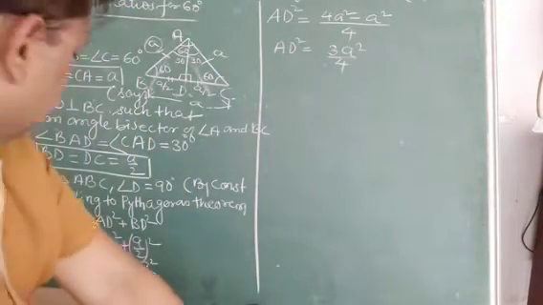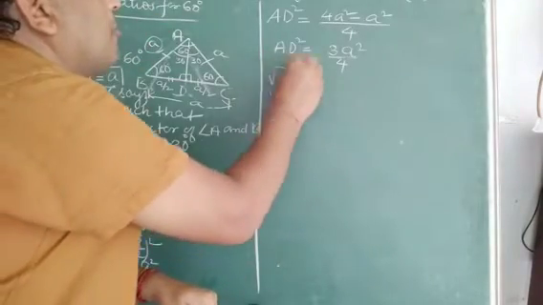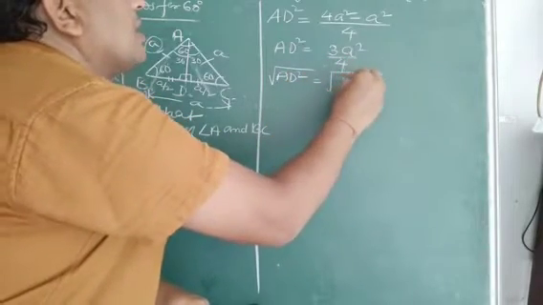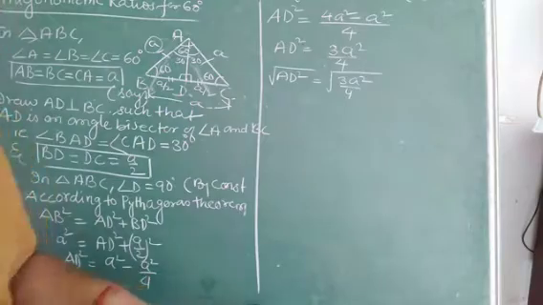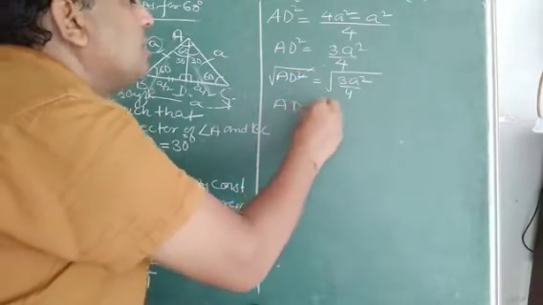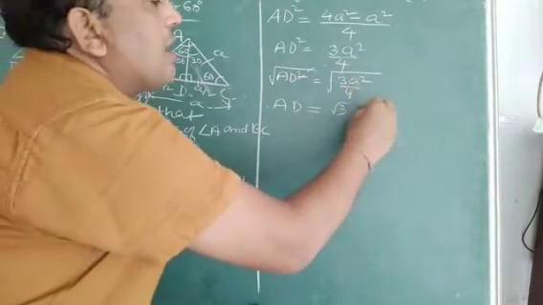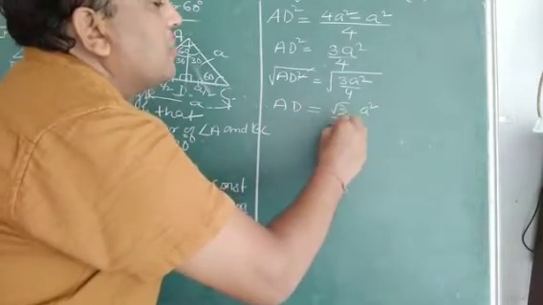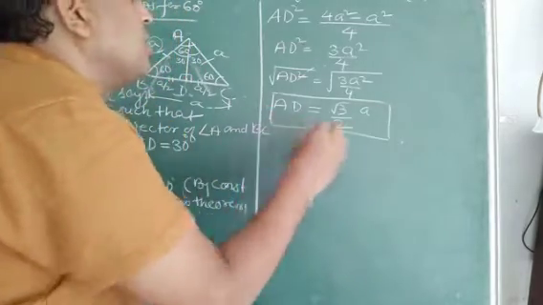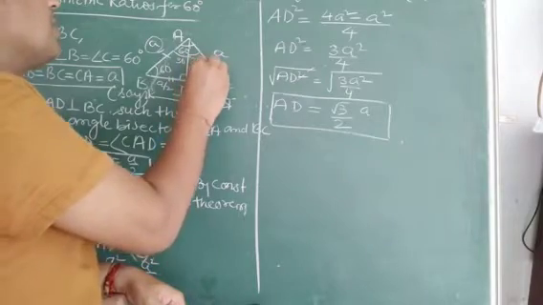Okay children, now apply root on both sides. AD square is equal to 3A square by 4. So root and square cancel. AD is equal to root 3 value. Root 3 cannot be found out, but A square is A, and root of 4 is 2. So the AD value is root 3 by 2 A. So we can write here root 3 by 2 A.